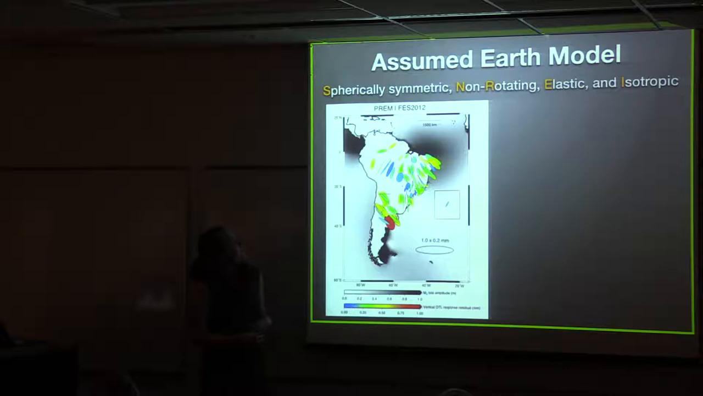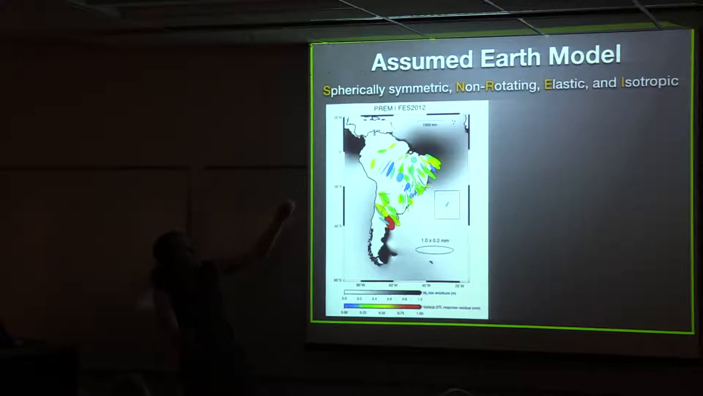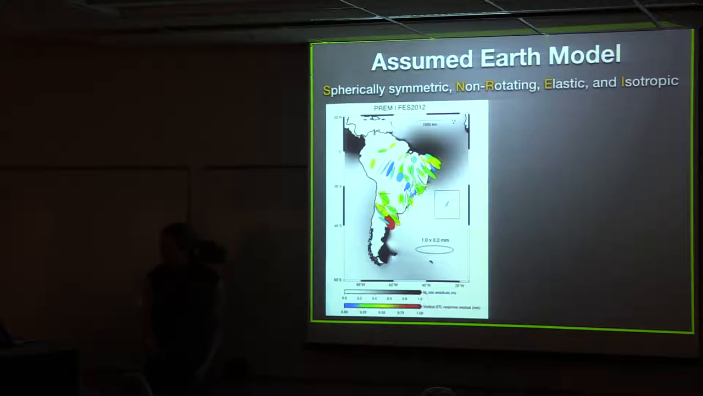So here are our residuals again. What we posit is that the assumptions we've made in terms of how we compute the Green's functions and then generate the forward model are that we've had to assume spherically symmetric, non-rotating, elastic, and isotropic structure, or SNREI structure. But this is clearly not the case in reality.